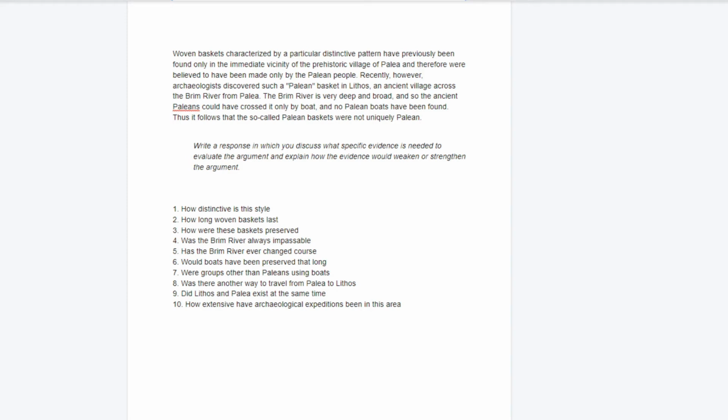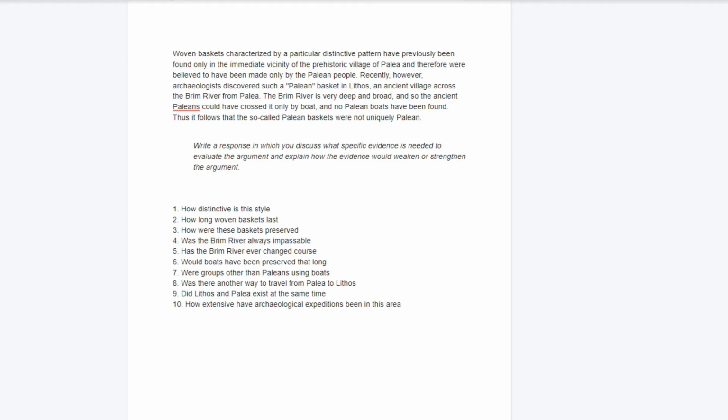Looking at number two, I would want to know how long baskets can even last, right? So one thing that stuck out to me was that it says that Pelea is a prehistoric village. How is it that these baskets are surviving so long? If they were made out of some extremely unique, durable fiber, something like that, that would be important to know. Likewise, number three, how are these baskets preserved? Perhaps the only reason that they haven't rotted away is that a stack of them happened to get preserved in a certain warehouse in Pelea that got covered in volcanic ash or something like that, right?